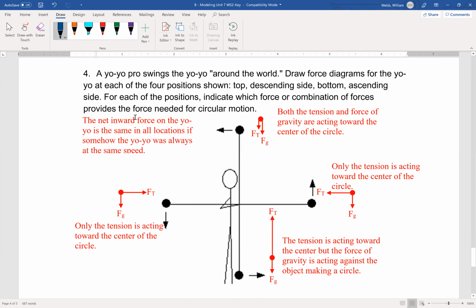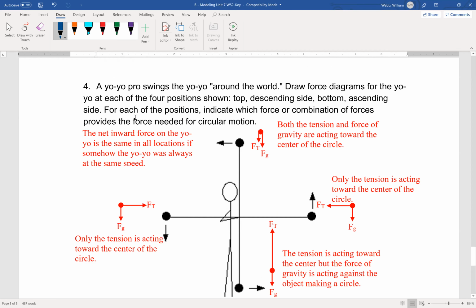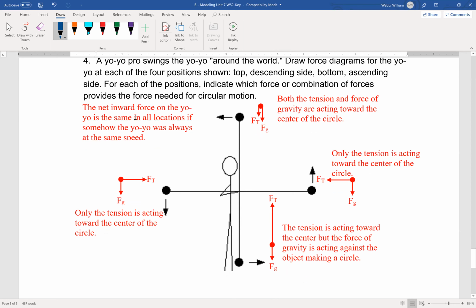So we've got a yo-yo pro swinging his yo-yo around the world. Draw the force diagrams for the yo-yo at each of the 4 positions shown: top, descending side, bottom, ascending side. For each of the positions, indicate which force or combination of forces provides the force needed for circular motion. In other words, show the combination of forces that would help you determine the net force, or the centripetal force.